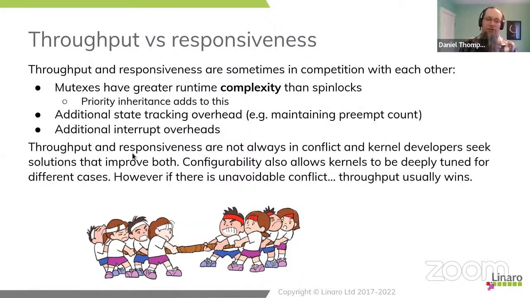And like I say, they're not always in conflict. If they're not in conflict, kernel developers will look for solutions that improve both. And I think the example of preempt dynamic, where dynamic itself has a cost but it does allow you to select the different models at runtime, is a good example of trying to find ways to do this. However, the kernel has a long heritage as a server and desktop operating system. If there is unavoidable conflict, throughput will usually win. And that's not the sky falling in, because a lot of the time the conflict can be avoided, but where there is conflict, throughput usually wins.